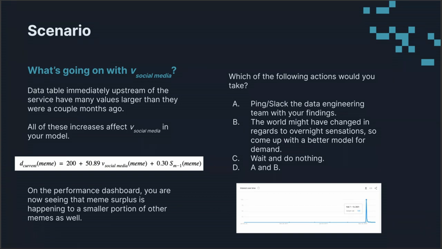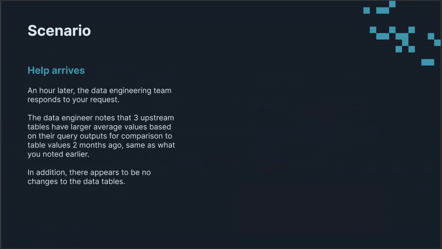Okay, let's use the process of elimination. C, wait and do nothing, is not good here because you do have new information. If you chose B, that the world has changed and you need to come up with a new model, you might be right, but at this point in time, you don't know for sure. There is very little evidence showing that this is indeed the case. And A is the right answer here because with new information, you want to communicate that to teams that could be helping you or teams that will get affected by this problem as well. So you go with A, you ping the data engineer with your new findings and you keep analyzing the data and brainstorm what could be happening to the service that's making it generate surpluses.